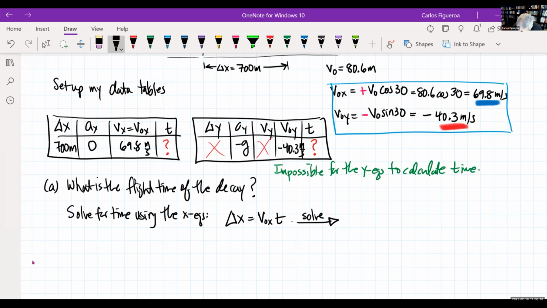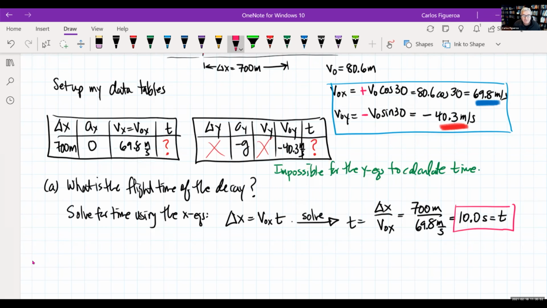So if I solve for time, and I go right off my table, this is 700 meters divided by what? 69.8 meters per second. Do you see me using 80.6, the initial speed? No, I'm using my x component. And so when I compute that, I get a value of 10.0 seconds. So that is the time. So I now know the flight time of the decoy.